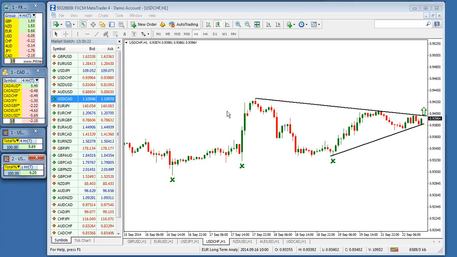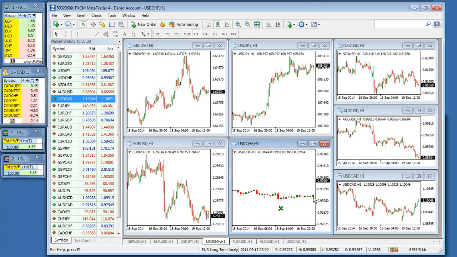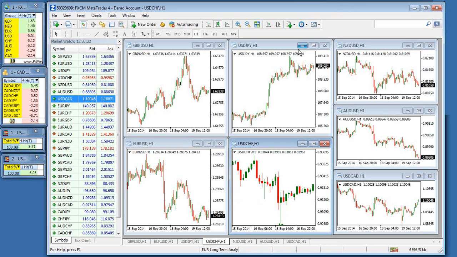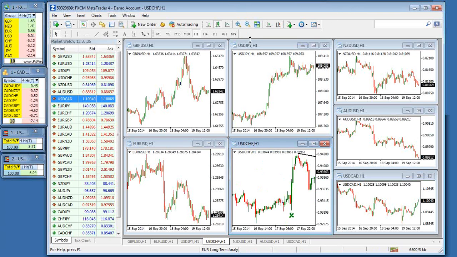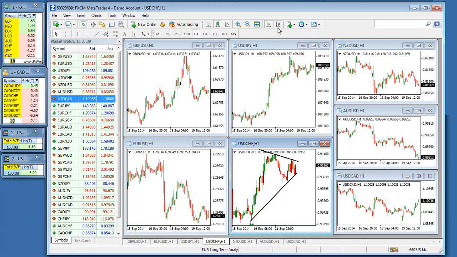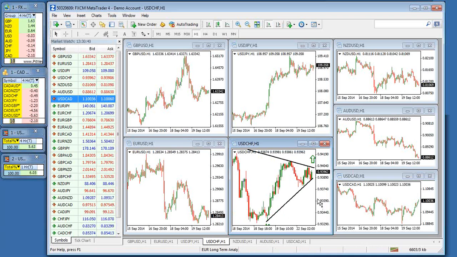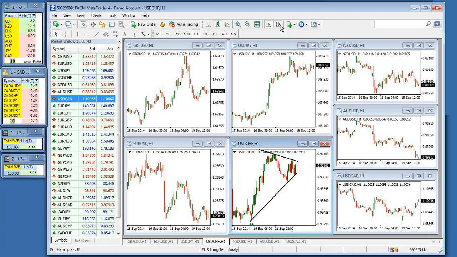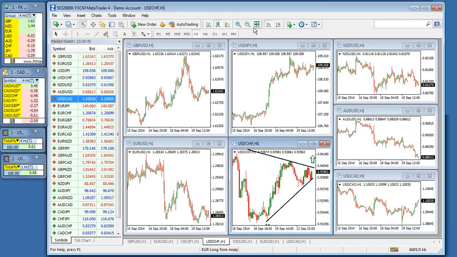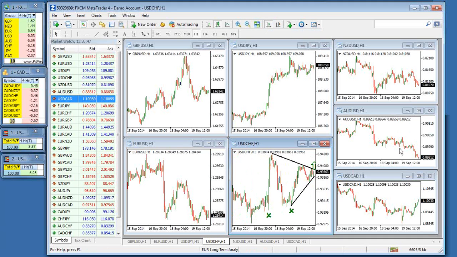So here's a little review from last week of a dollar Swiss trade that we had. I'm going to go ahead and diminish that chart for a little bit. And I'll zoom out a little bit so we can keep an eye on that one. There we go. Maybe zoom out a little bit more. There we go. We'll keep that the same as the other charts.